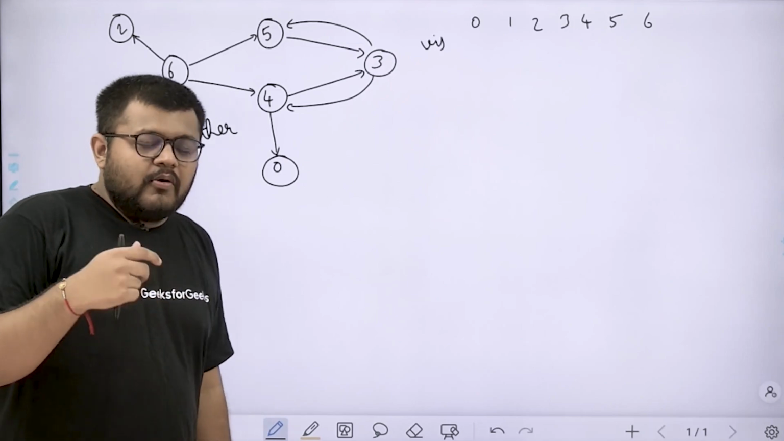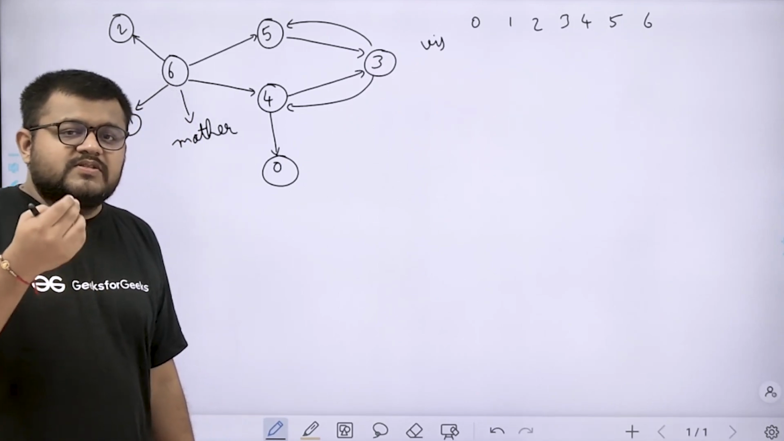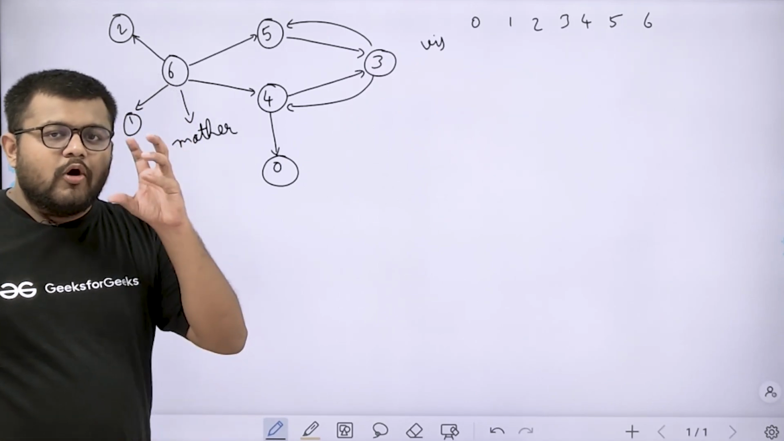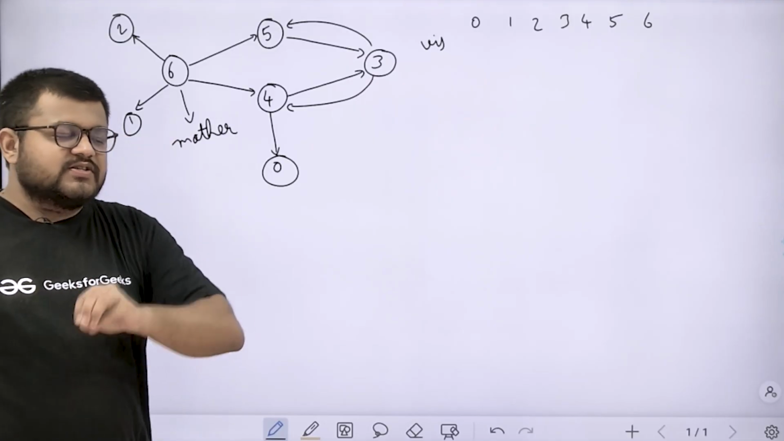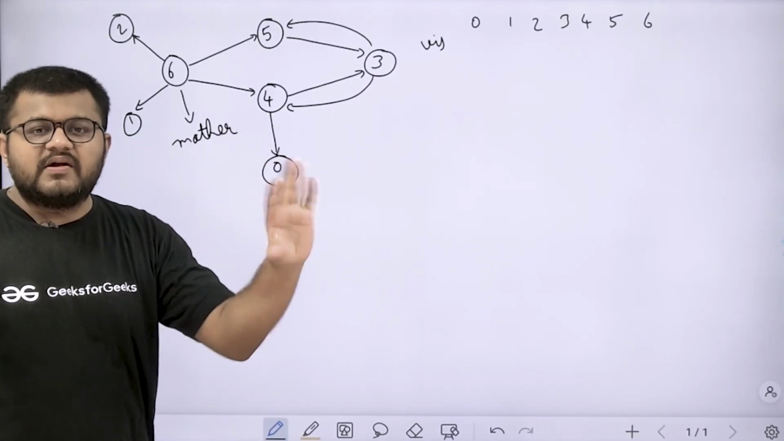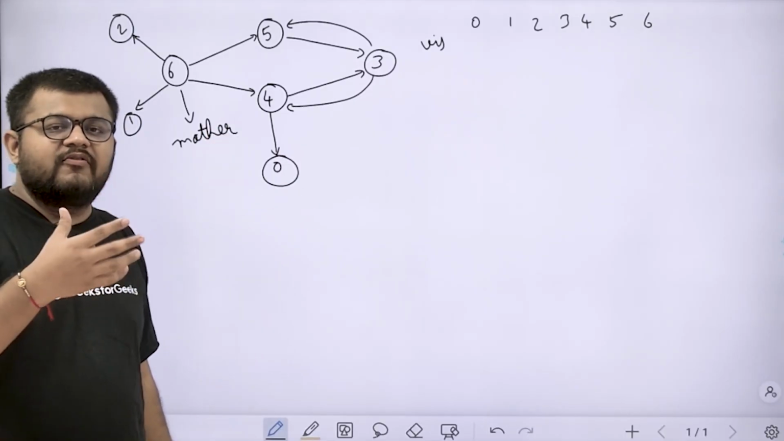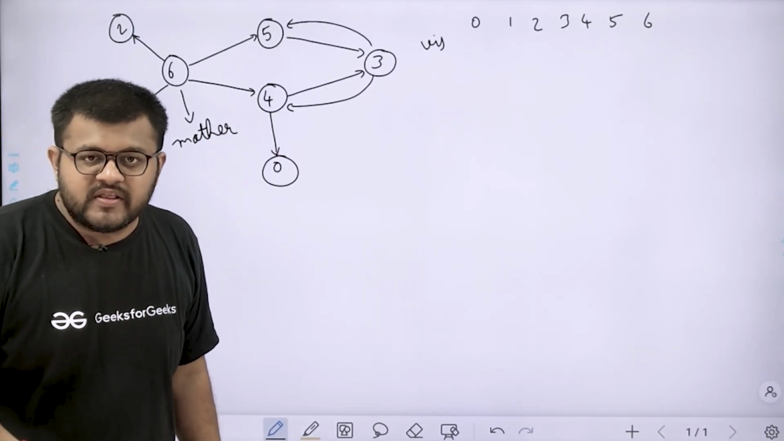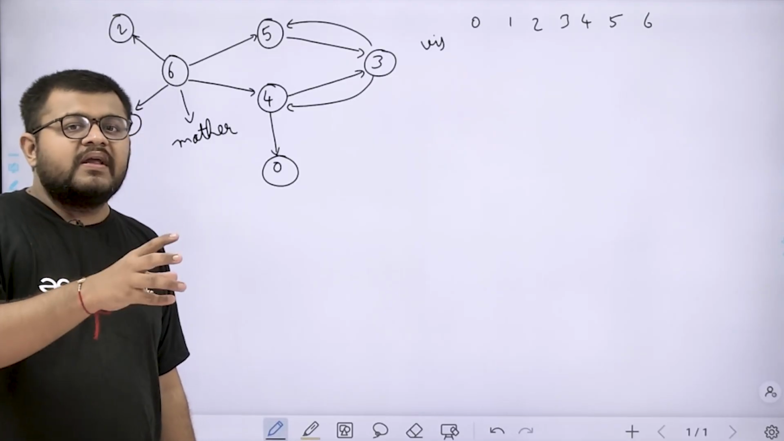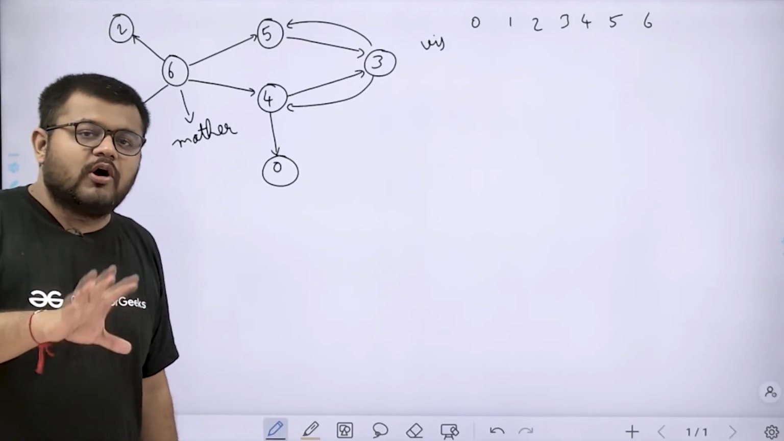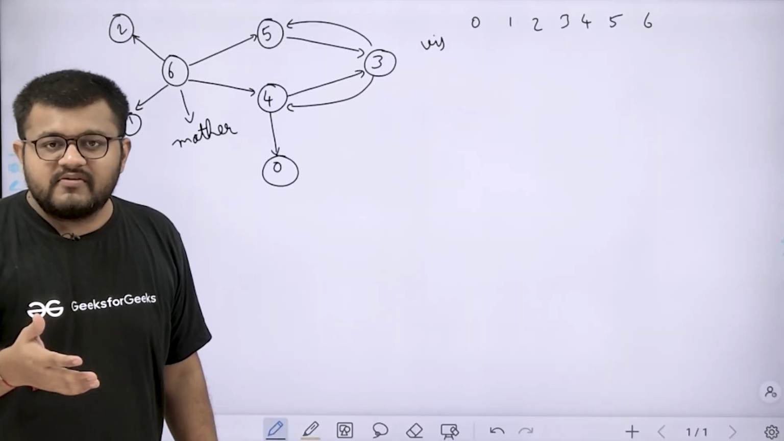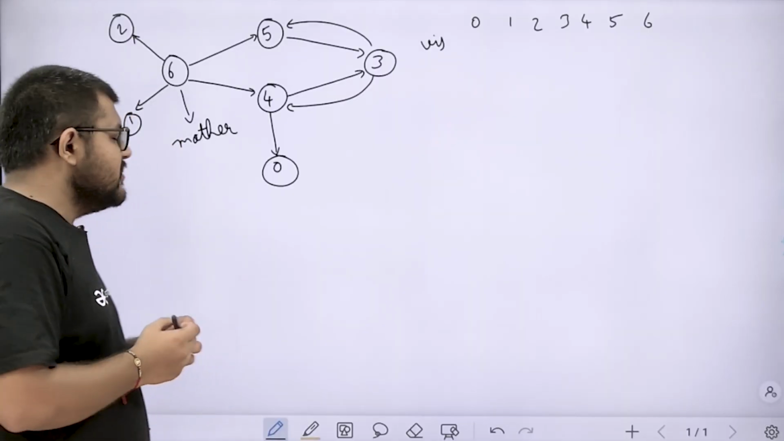Now how can we solve this problem? One brute force approach can be: starting from each vertex from 0 to V minus 1, apply a DFS, and in each DFS maintain a count of how many vertices we were able to visit during that DFS. If for any DFS we were able to visit all the V vertices, then that would be the mother vertex because we were able to visit all the vertices.